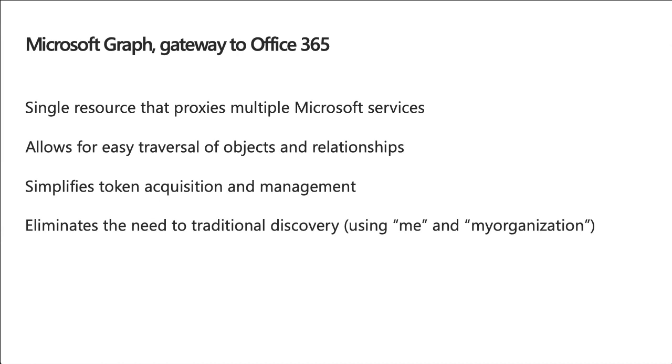Now, the Microsoft Graph is your gateway to Office 365. And what I mean by that is that it is a single resource that proxies multiple Microsoft services. I'll talk more about this on the next slide. Now, it also allows for easy traversal of objects and relationships. So while there are lots of different Microsoft 365 services, such as talking to OneDrive or talking to Outlook for contacts and calendars, there's another one for tasks.